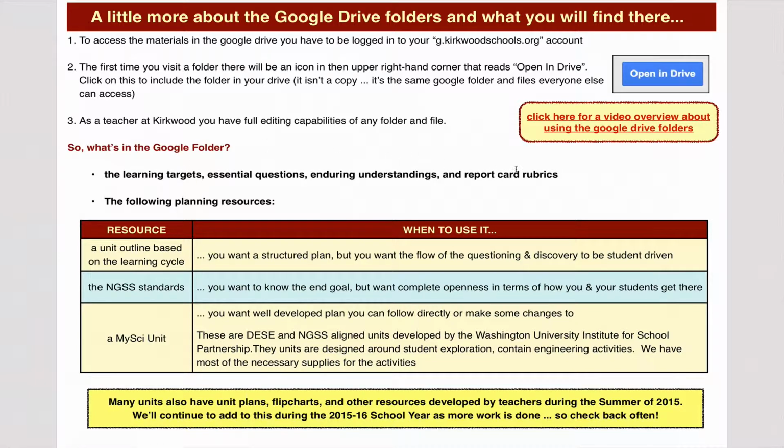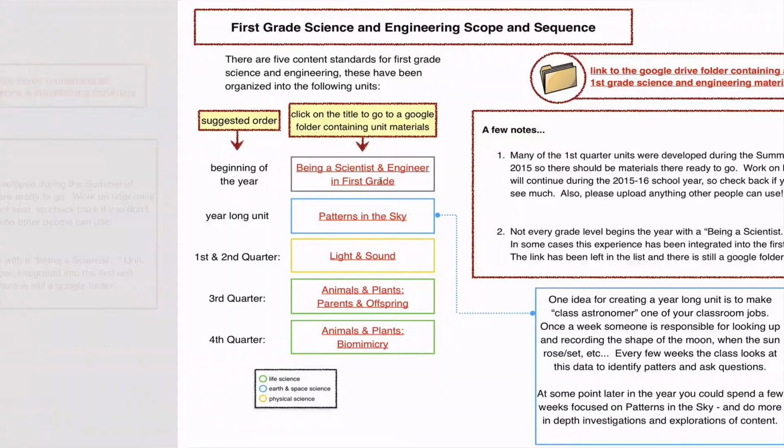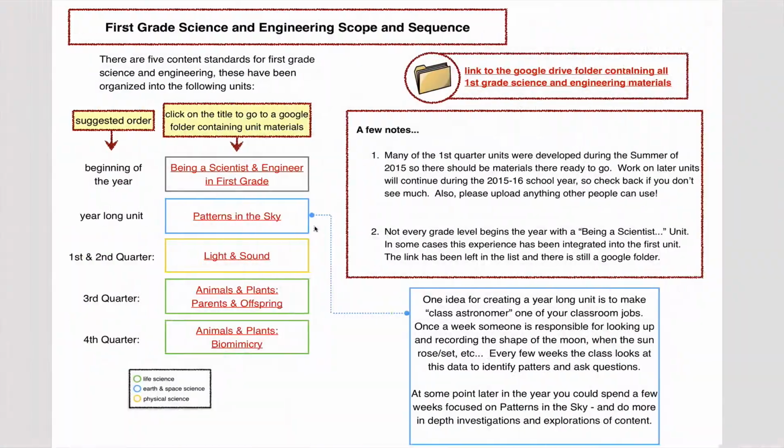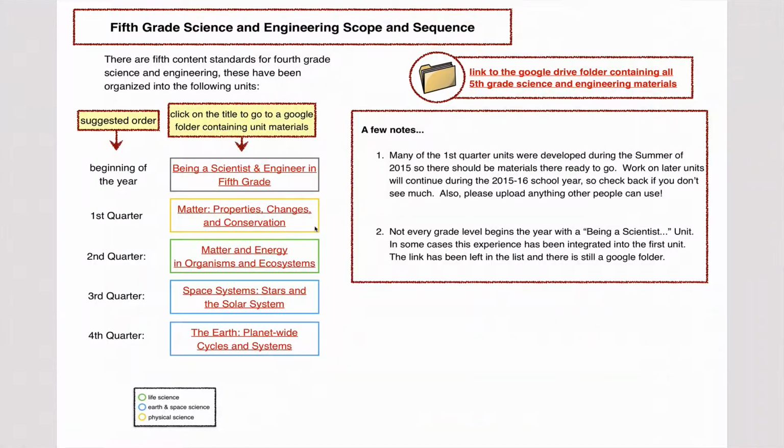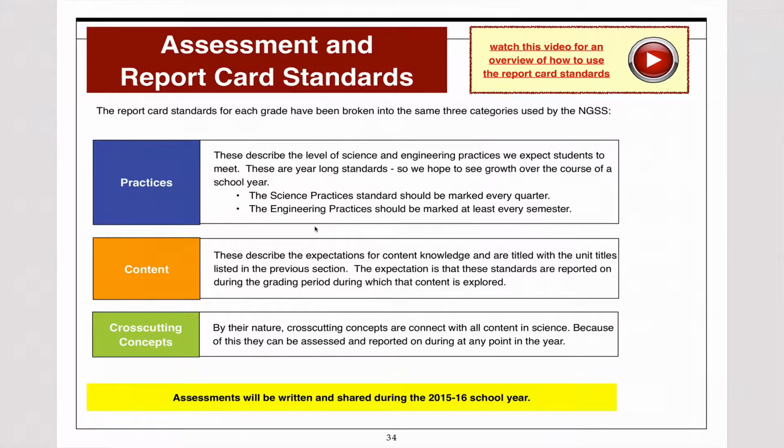There's also some files that have learning targets, essential questions, report card rubrics, that type of thing. So you can find your grade level and start clicking on units. There's some suggestions on order or how you might combine things, but all of the information that you might need is there. And then this last section has the report card standards.